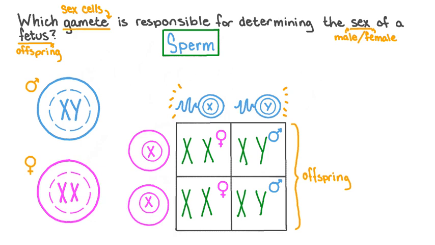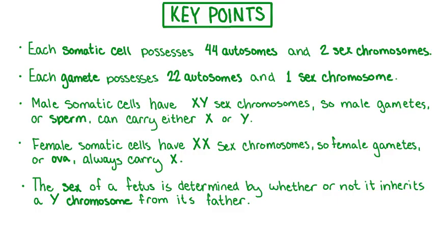Let's wrap up our lesson by taking a moment to review what we've learned. In this video, we learned how sex is determined by the sex chromosomes X and Y. And we learned how sex is inherited by the chromosomes found in gametes.